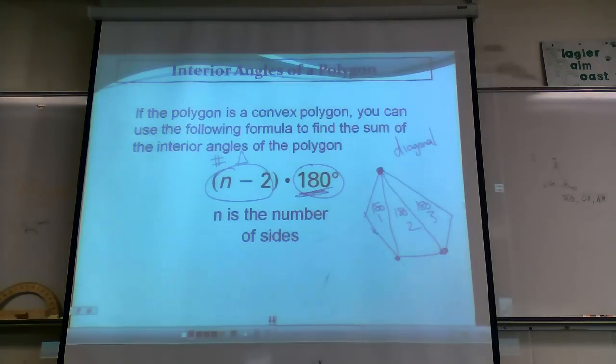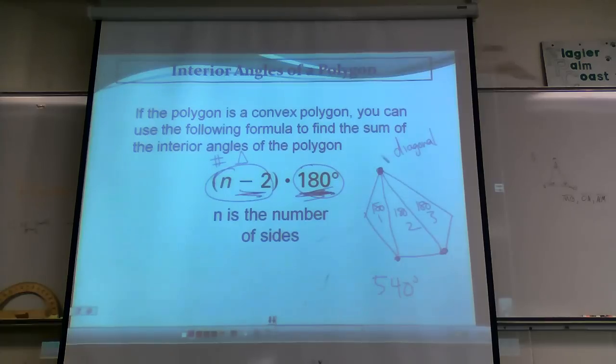This pattern works for every single polygon that you can draw out. The number of triangles in there is always going to be 2 less than the number of sides. The whole formula goes by the number of triangles times the sum of the interior angles of a triangle. It's always n-2 times 180. So for that one, that'd be 5.